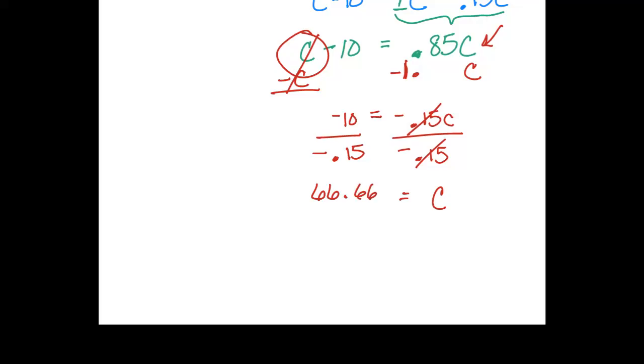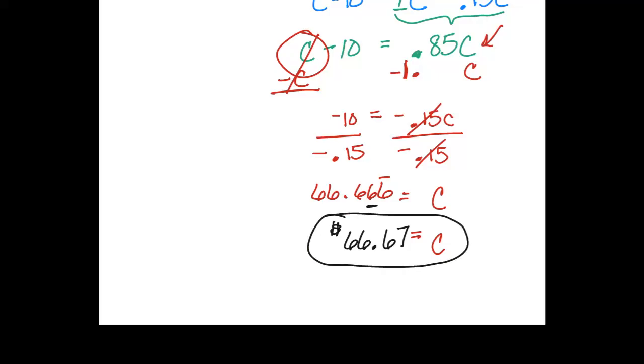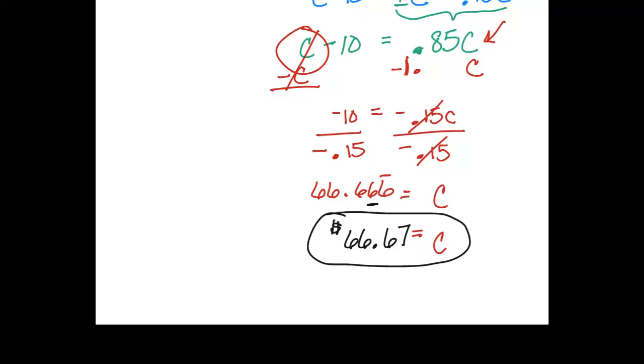66.66, and is it 6 repeating? Lovely. So what is C? It's a price, right? So if I'm going to the nearest price, I have to go to the nearest cent, correct? So this would be $66.67. That is the original cost of the shoe.